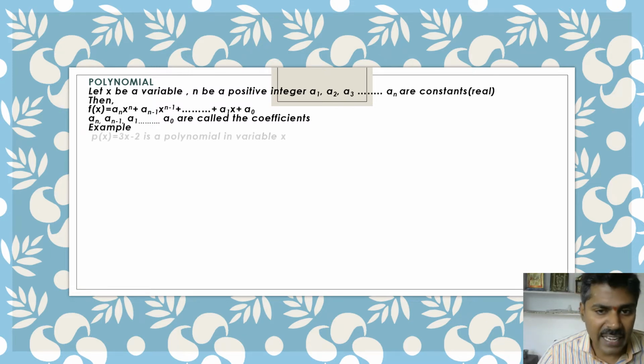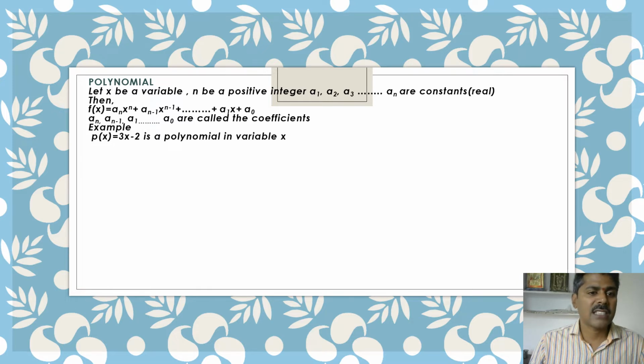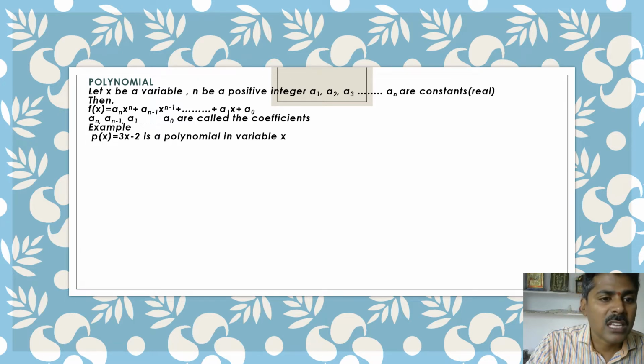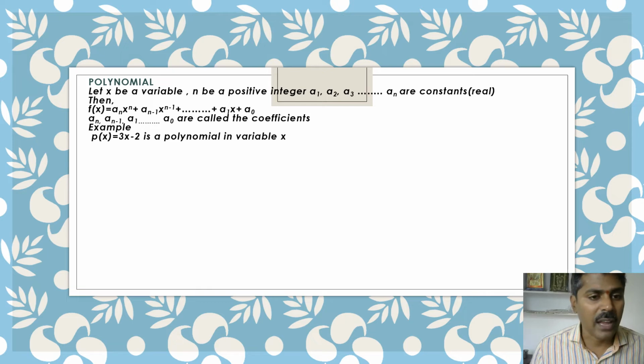Now I will go with an example. So p(x) = 3x - 2 is a polynomial in variable x. Let us see whether the conditions are satisfied or not. The exponent n should be positive. Here the variable exponent is 1, so it is positive, so it satisfies the polynomial condition, hence it is a polynomial in variable x.